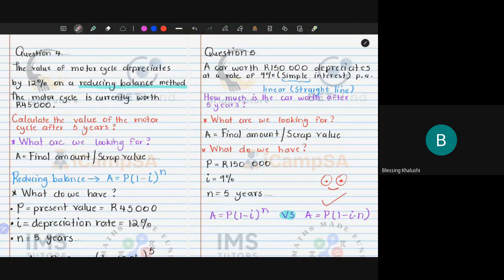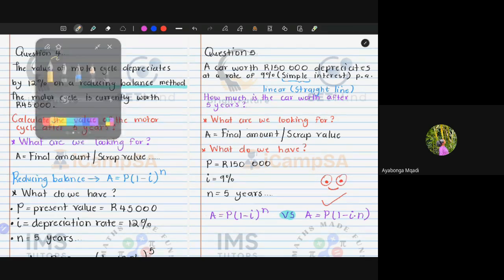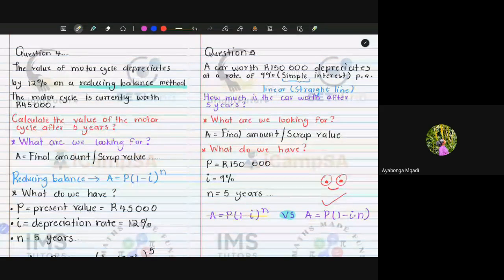Because it is straight line and simple interest. On point. So that is the one which we should use. So this one, no, we're not going to use it.